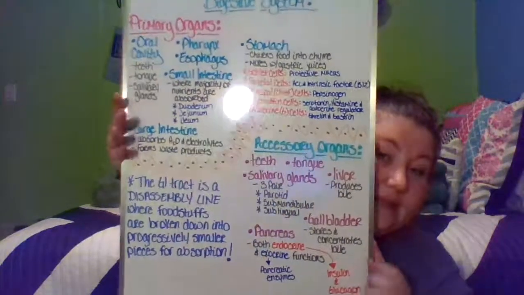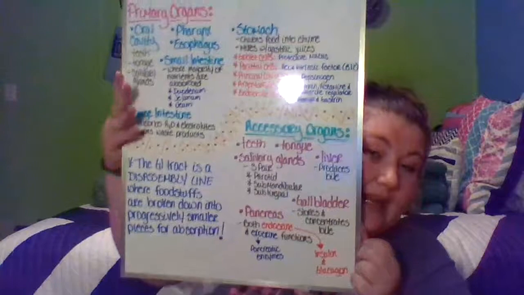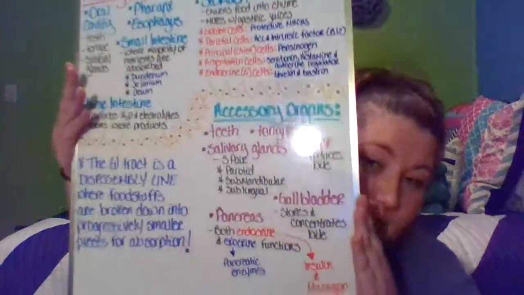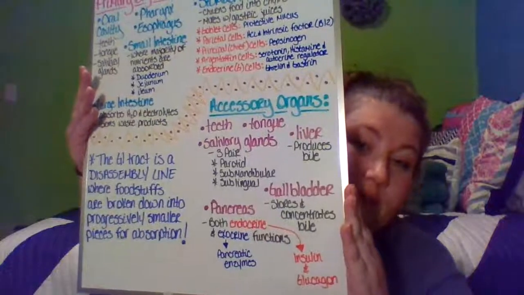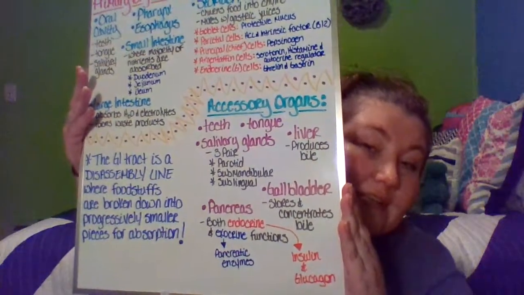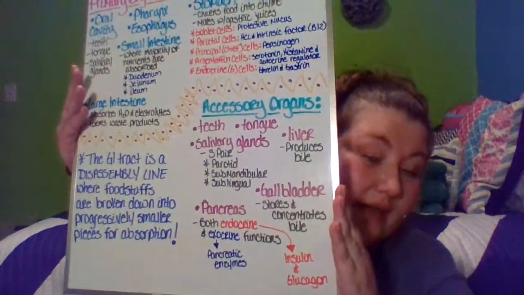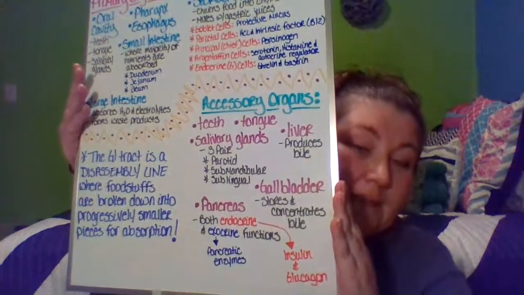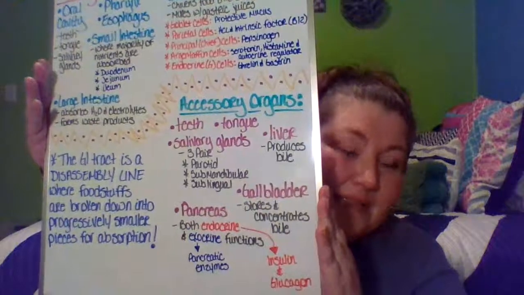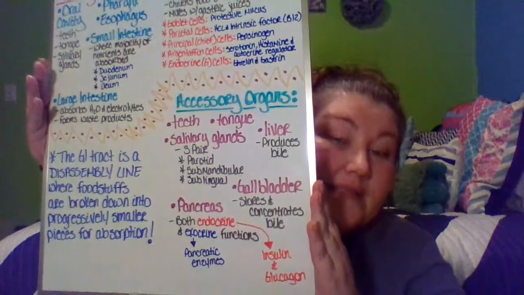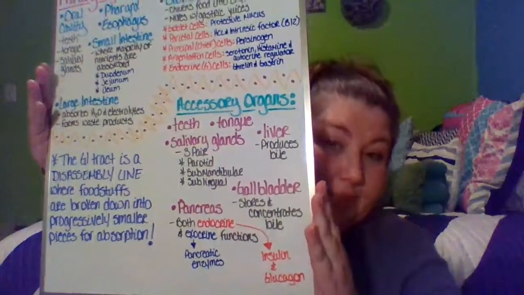The pancreas has both endocrine and exocrine functions. Hopefully you guys remember that when we did endocrine system back at the very beginning of the semester. Its endocrine function is that it makes the insulin and the glucagon. Hopefully that's ringing a bell for you guys. Its exocrine function is that it makes pancreatic enzymes that it secretes into the small intestine to aid in digestion.